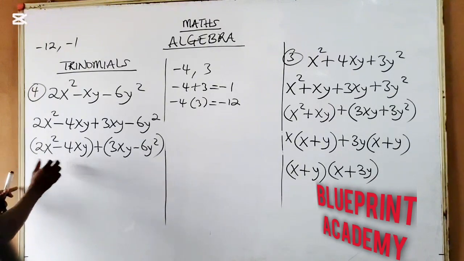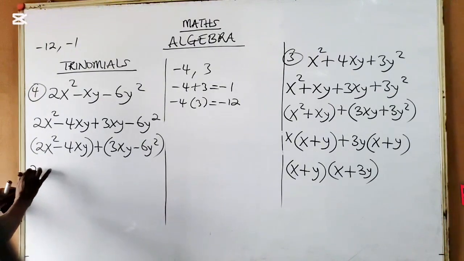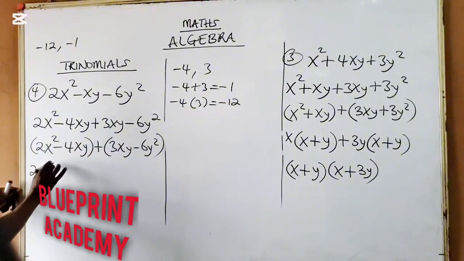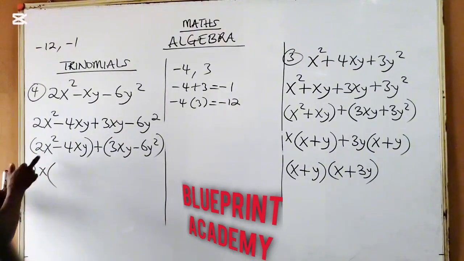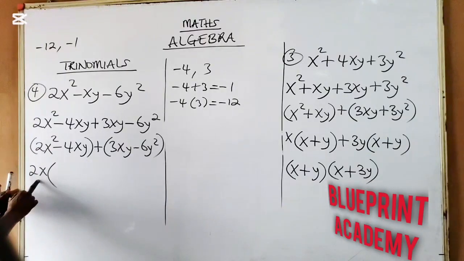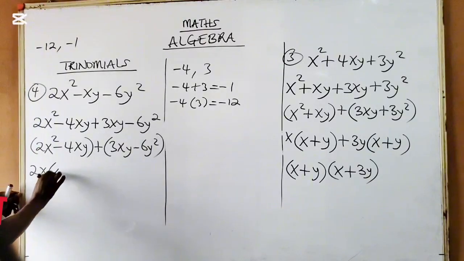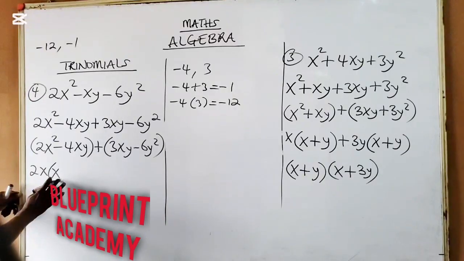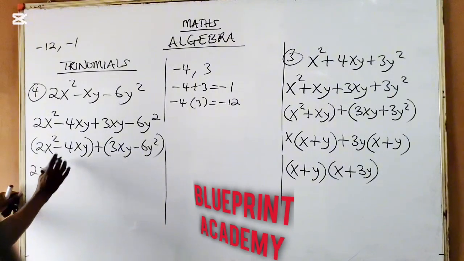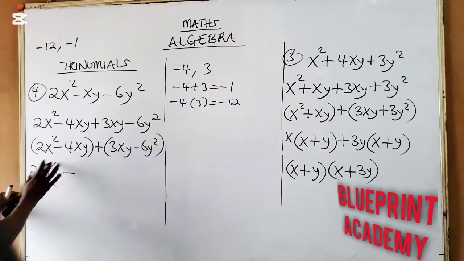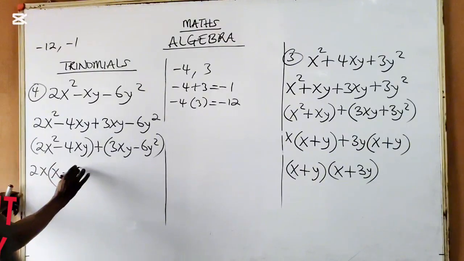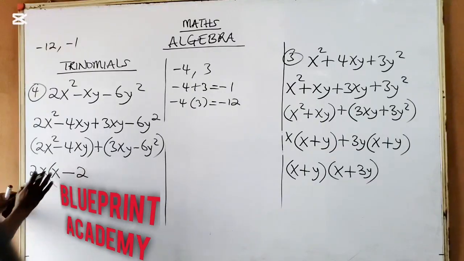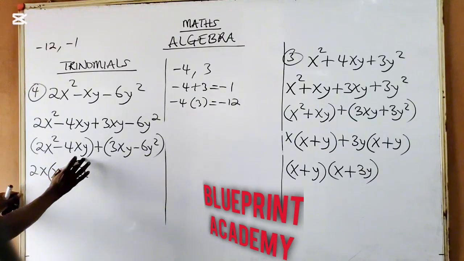The common factor is what both of them can divide without remainder. In this case it is 2x. Now 2x squared divided by 2x will give us x, because 2x times x will give us 2x squared. We bring the minus sign. 4 divided by 2 is 2. xy divided by x will give us y.